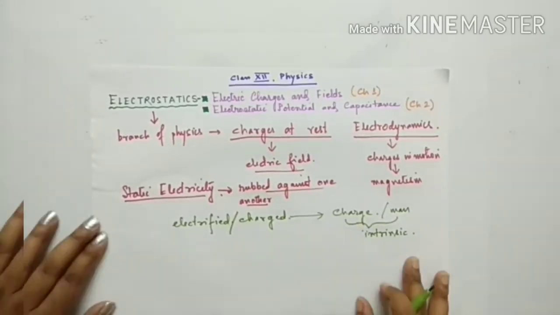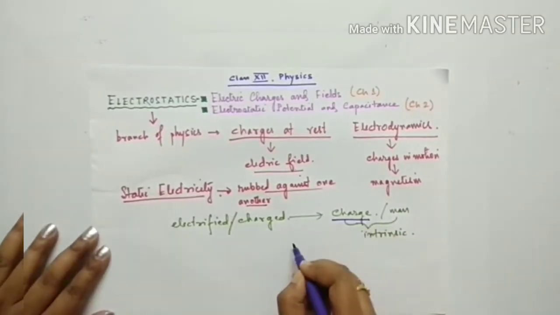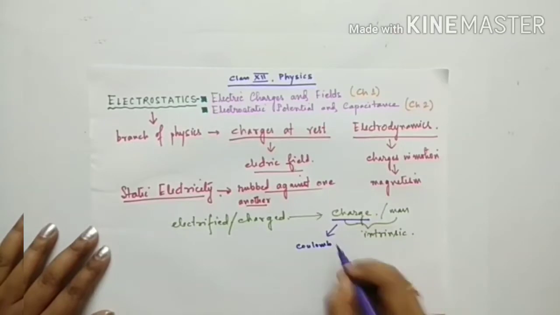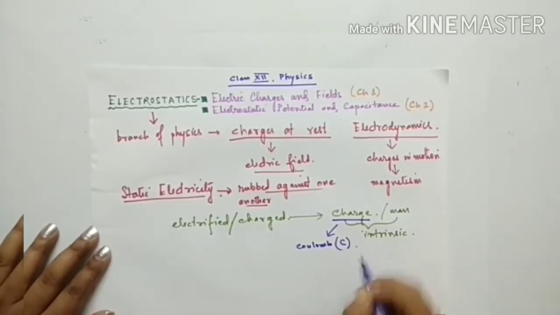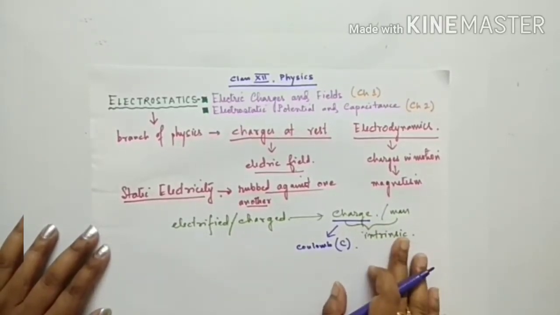Now, how do you represent charge? Charge is represented by coulomb. It is represented by C. Coulomb is the unit of charge. So you have to remember this.